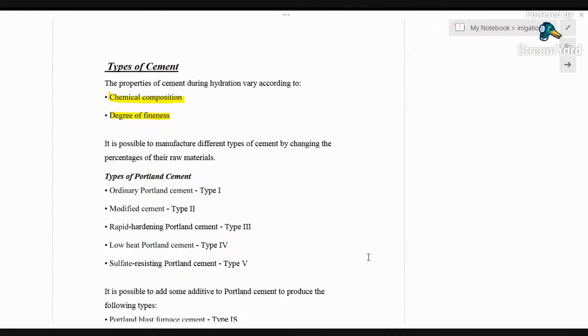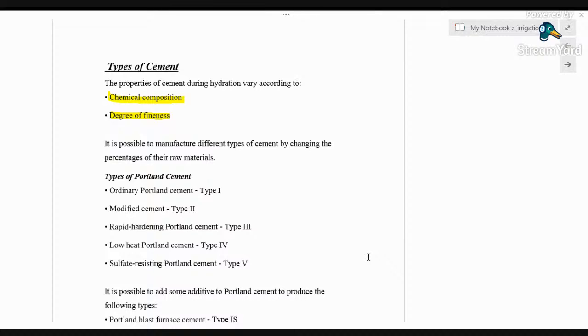So what are the properties? The properties of the cement we can vary by changing the proportion of C3S, C2S, C4AF, C3A. So we can vary the proportion of the Bogue compounds and generate different types of cement. Also we can change the chemical composition, the lime, and the silica amount. By changing these, we can generate different types of cement.